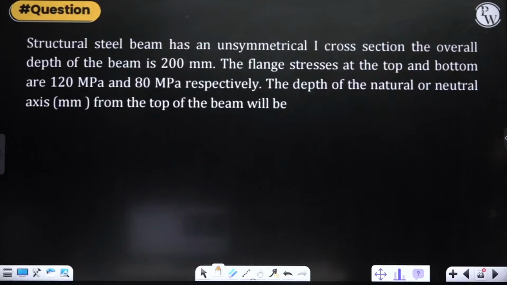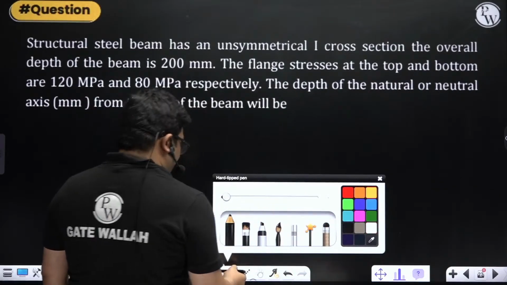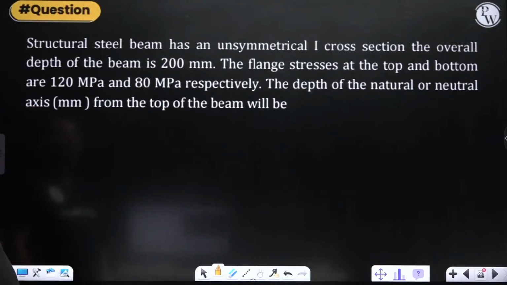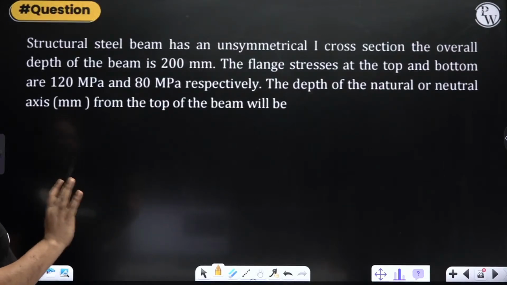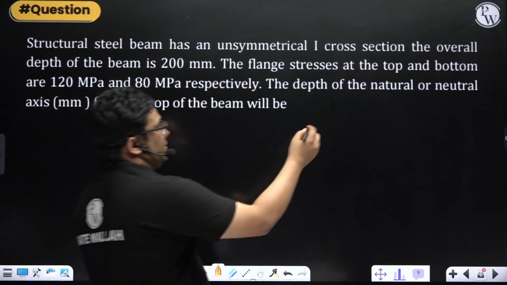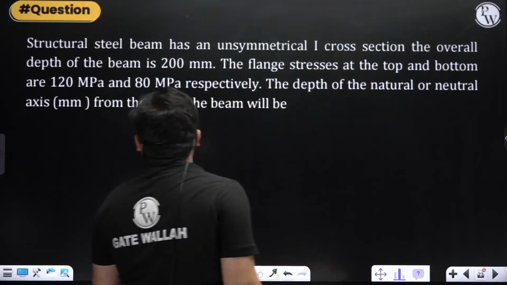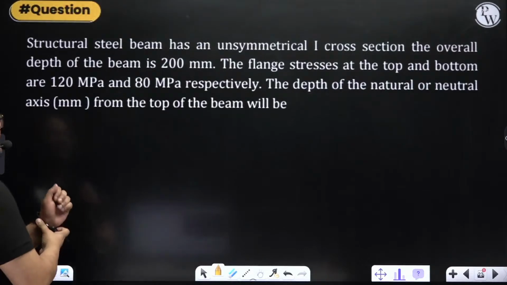You see this question. A structural steel beam has an unsymmetrical I cross section. The overall depth of the beam is 200. The flange stresses at top and bottom are 120 and 80. The depth of the neutral axis from the top is asked. They have asked this question. How to solve this? Very easy.